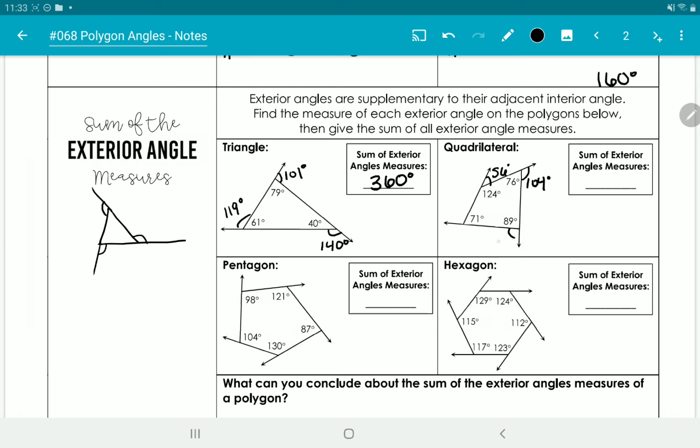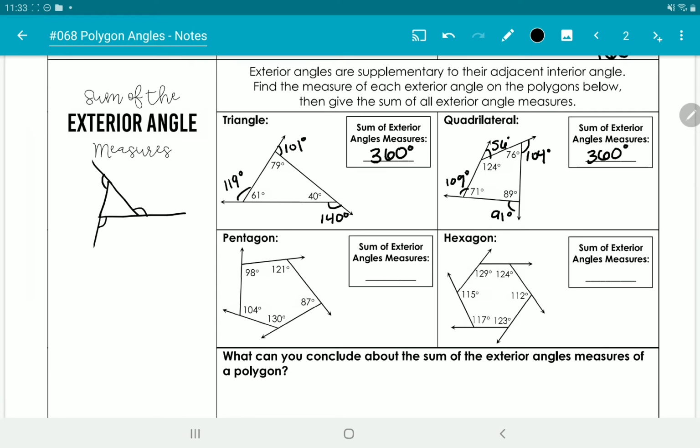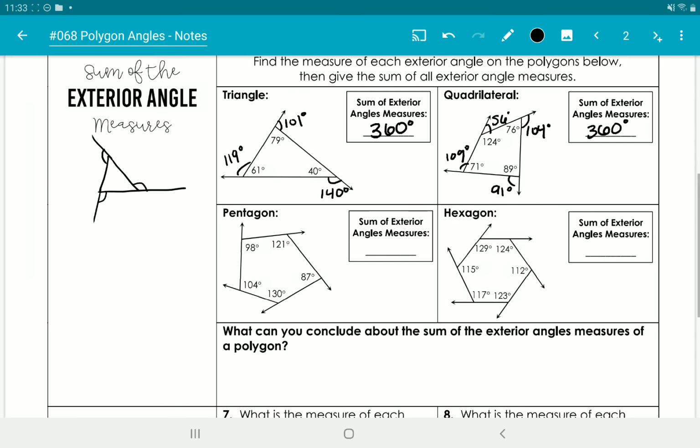180 minus 89 is going to give us 91 degrees. And then 180 minus 71 gives us 109. So again, if we add these up, we still get 360 degrees. Okay, so the sum of exterior angles for a triangle and for a quadrilateral are 360 degrees.